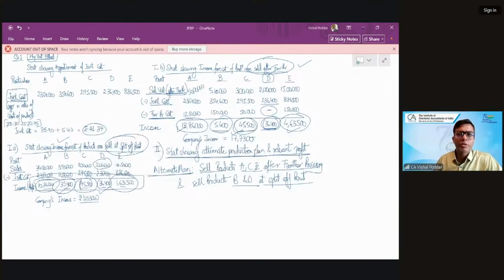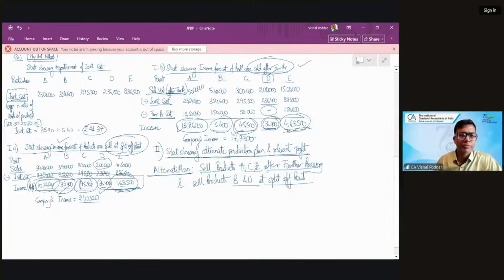Himanshu, beta, what calculation parts you want? I've explained each and every calculation. Which part you are asking? Please specify. Or you want, I'll unmute you so that it will be much easier and faster. Yeah, so E is sold after further processing. Kairvi, how is E's profit greater at split off? Can you please check and tell me? What was E's profit here? 1,63,500. It is 463,500 here.